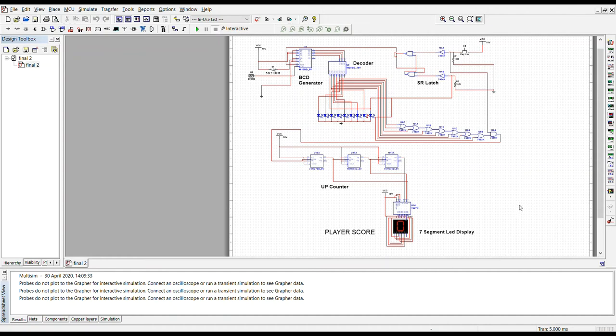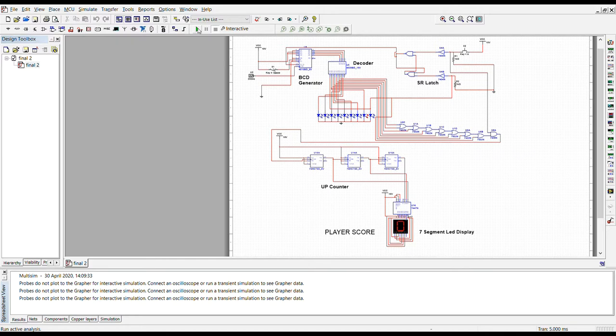Hello everyone. Games are fun, and so are digital circuits. We have a combination of these, a ping pong game. So let us take a look at the ping pong game circuit.